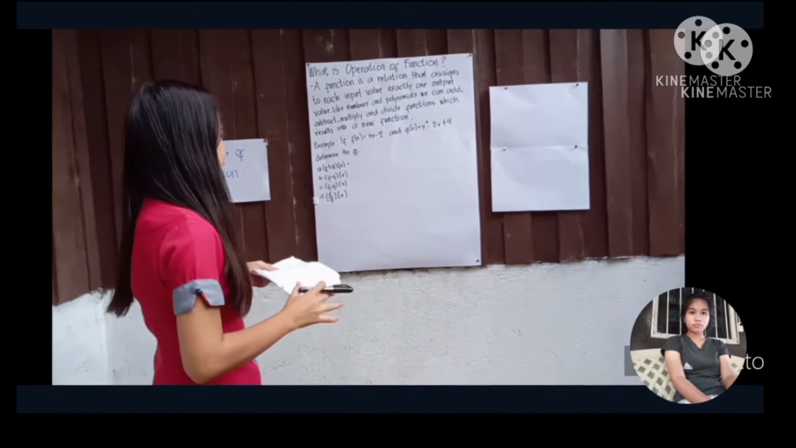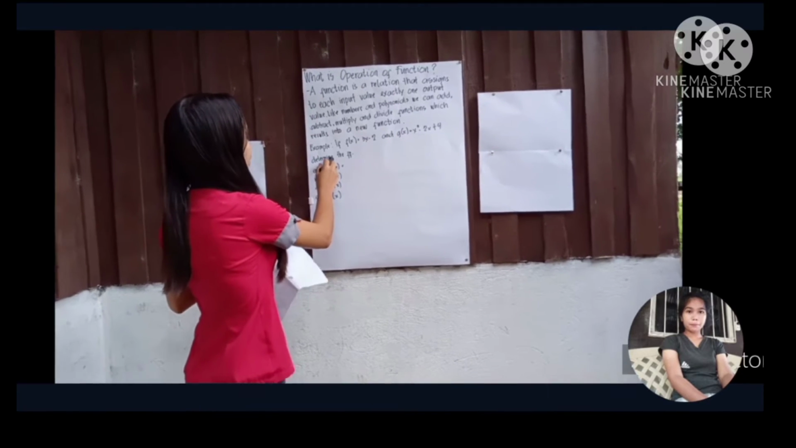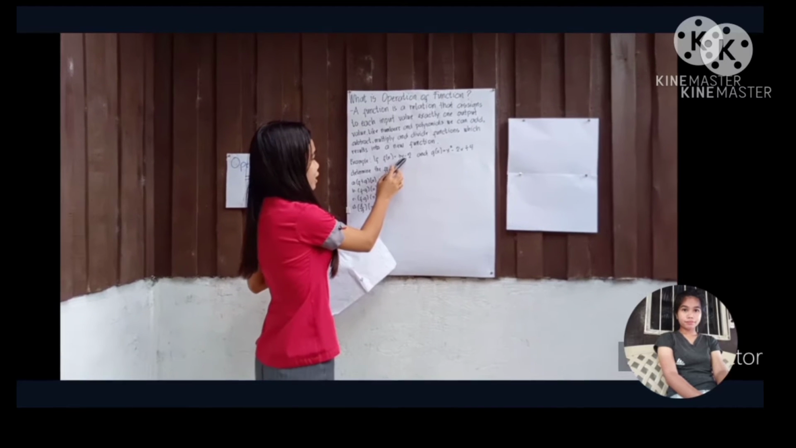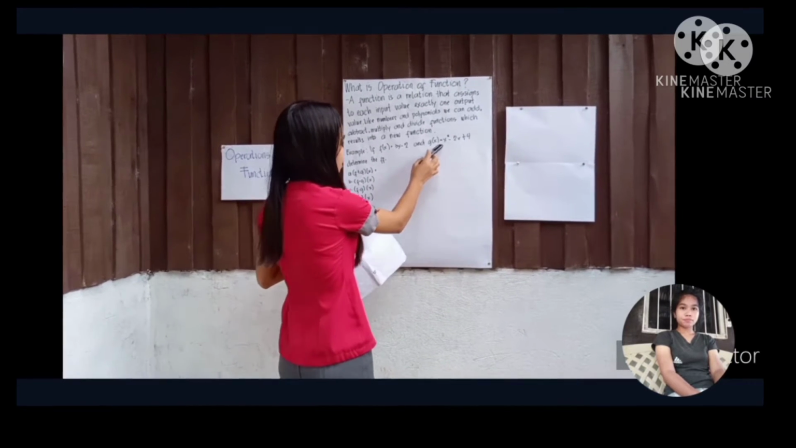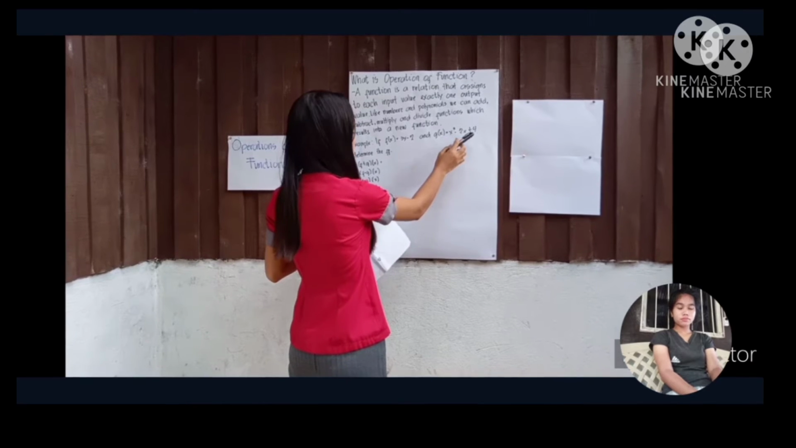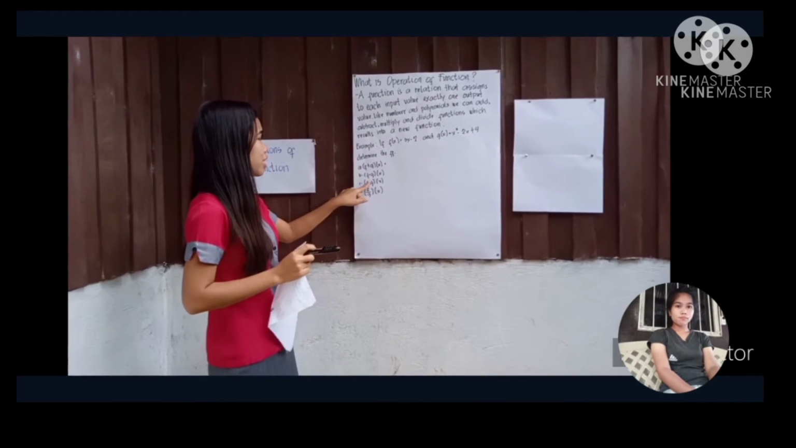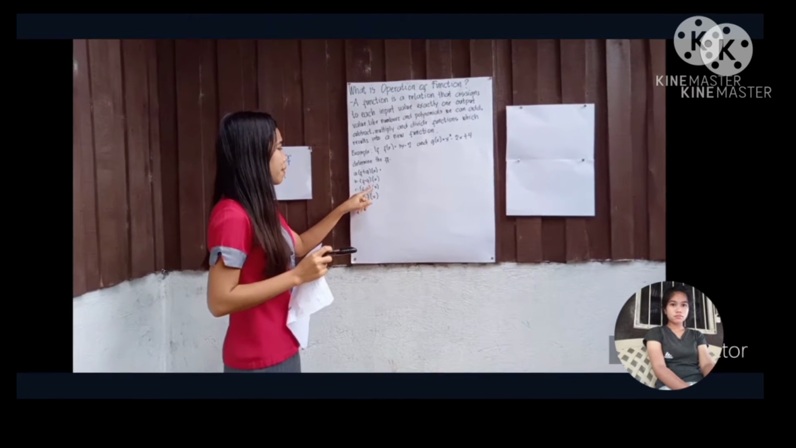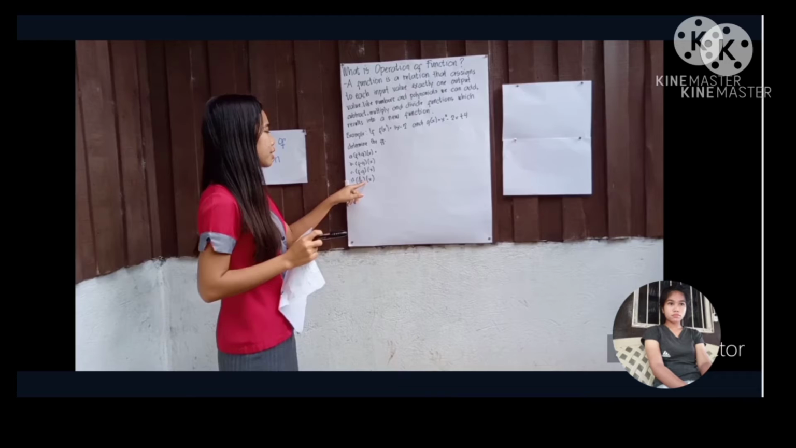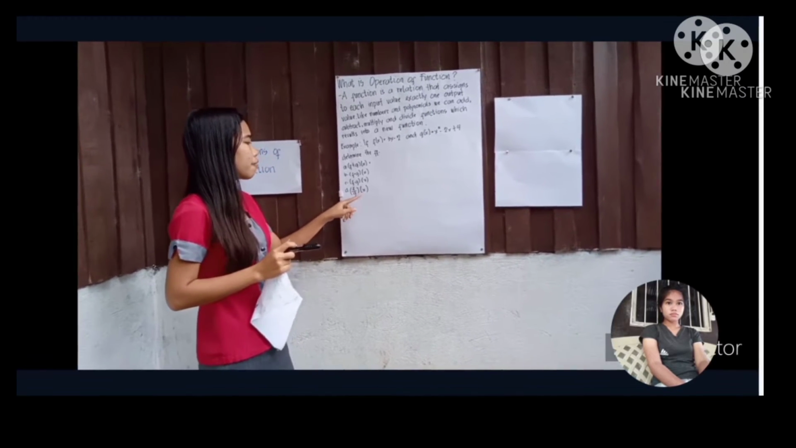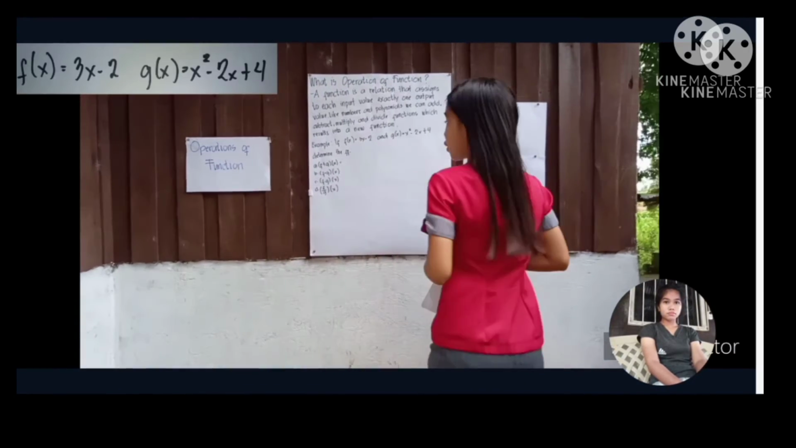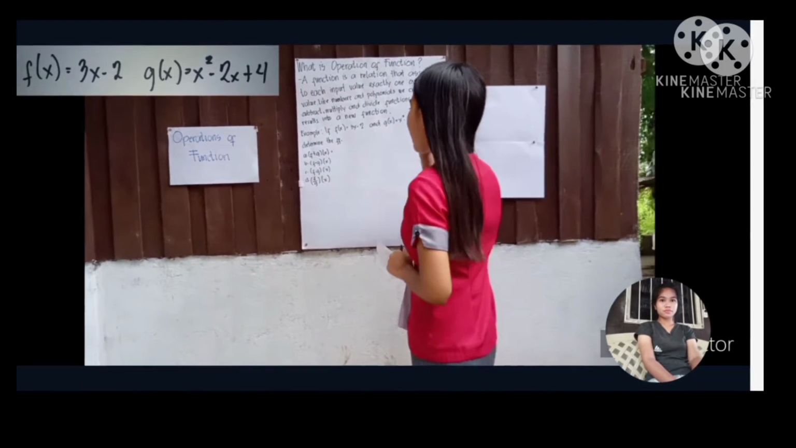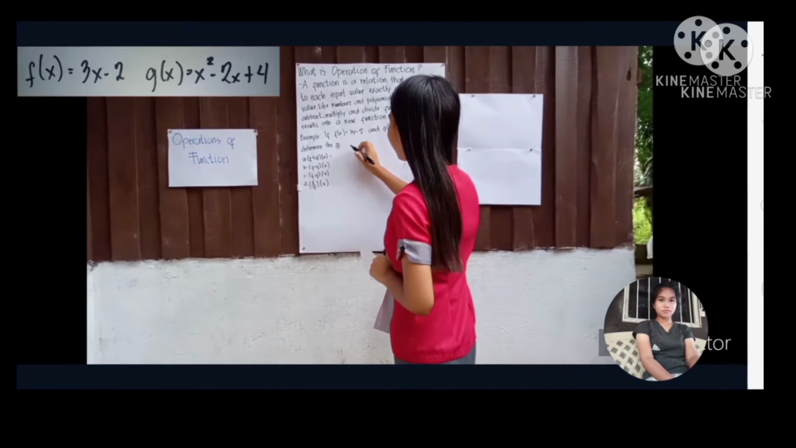Given the functions, f of x is equal to 3x minus 2 and g of x is equal to x squared minus 2x plus 4. So we have to determine the following: f plus g of x, f minus g of x, f times g of x, and f over g of x. So first we need to find f plus g of x.